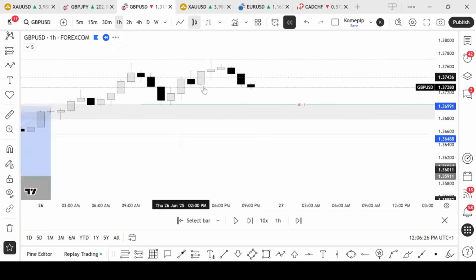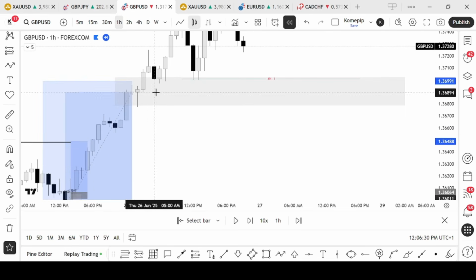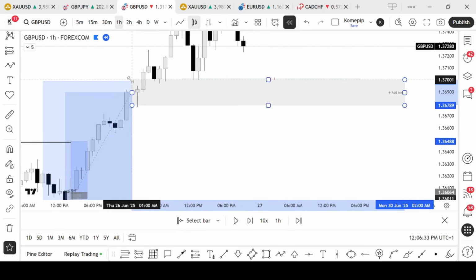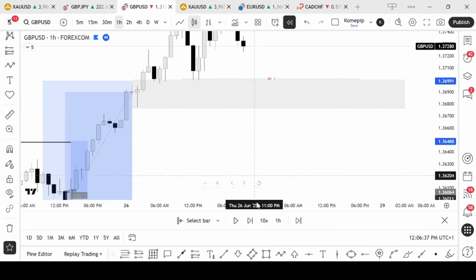If we go to the 1 hour time frame, for example, remember this zone becomes what? Our value area. So what can we do?